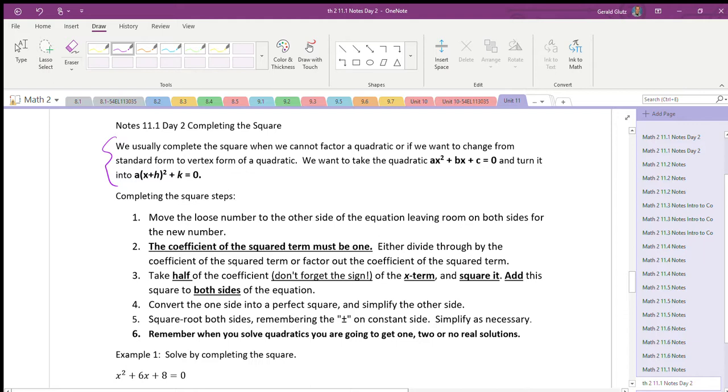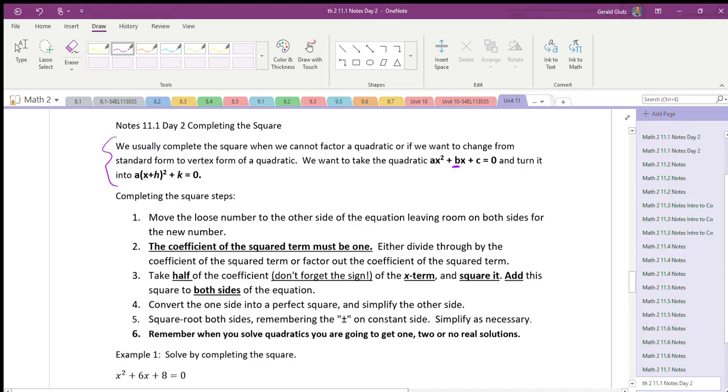So usually when we complete the square, it's because we can't factor it right away. The notes we were doing yesterday, you could probably have factored all of those, but normally if you're going to complete the square, you cannot factor. One important thing that you might have noticed or might not have noticed yesterday, when we were completing the square on the notes and all the problems on the assignment, b was always an even number.